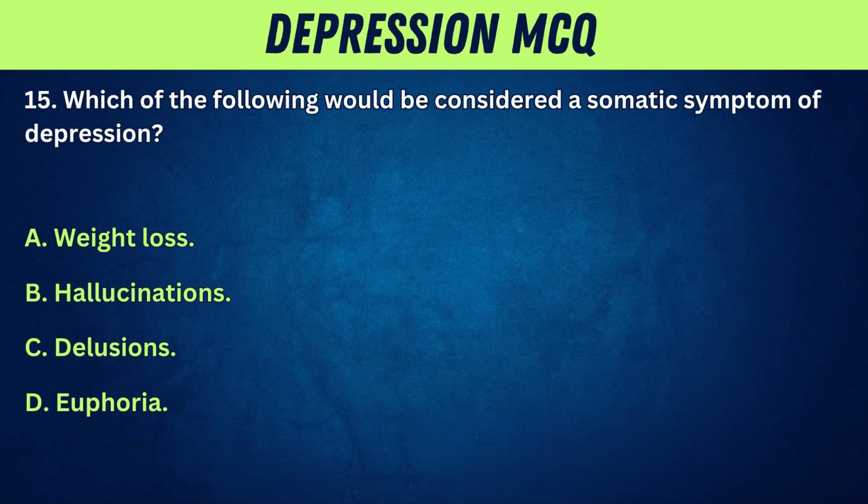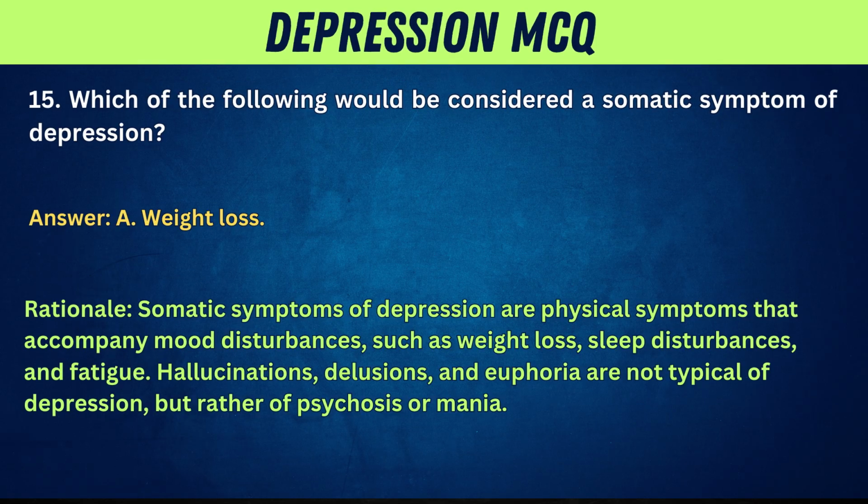15. Which of the following would be considered a somatic symptom of depression? A. Weight loss. B. Hallucinations. C. Delusions. D. Euphoria. Answer: A. Weight loss. Rationale: somatic symptoms of depression are physical symptoms that accompany mood disturbances, such as weight loss, sleep disturbances, and fatigue. Hallucinations, delusions, and euphoria are not typical of depression, but rather of psychosis or mania.